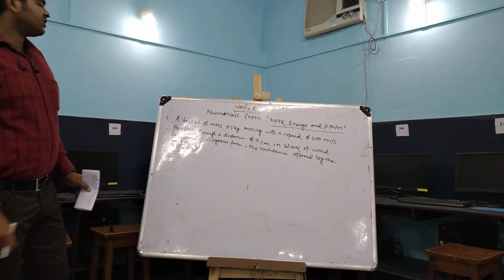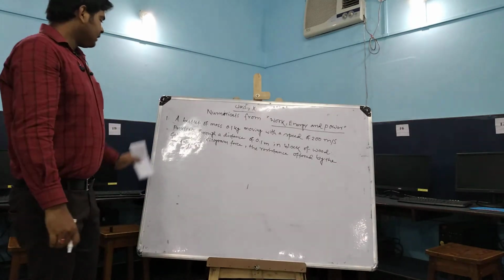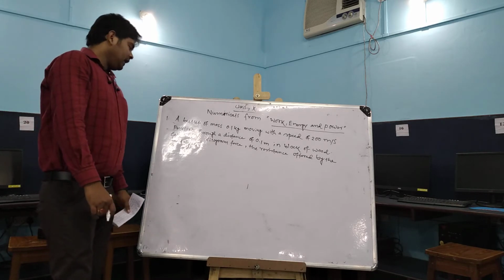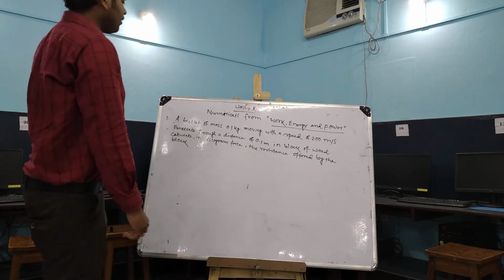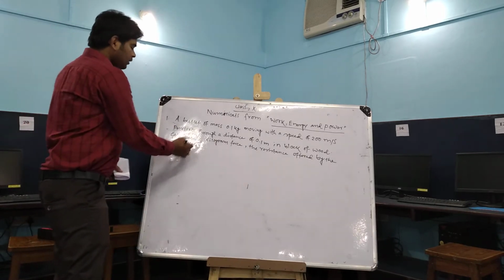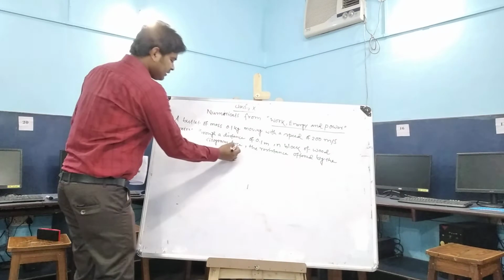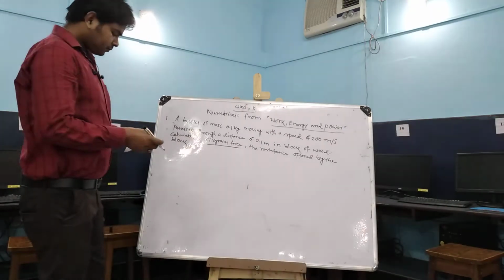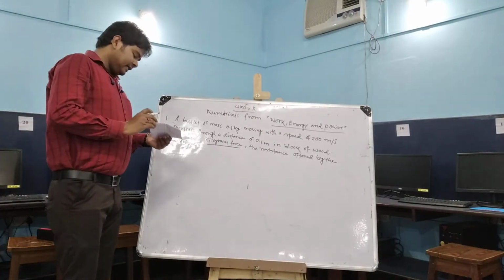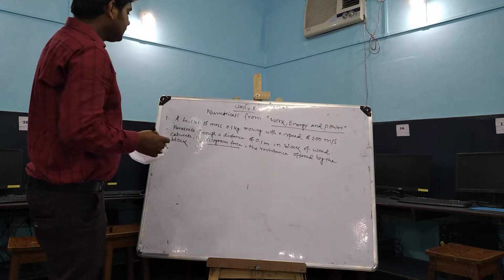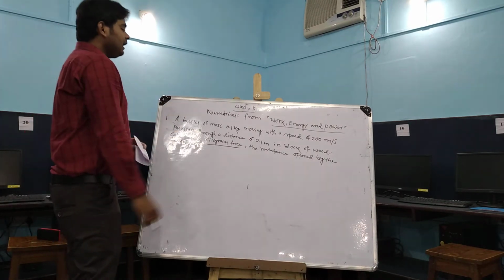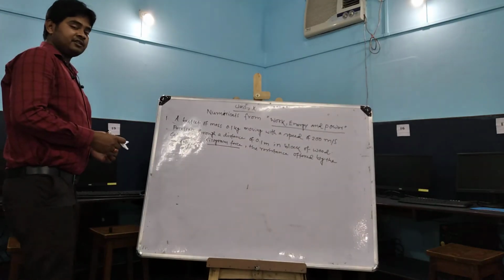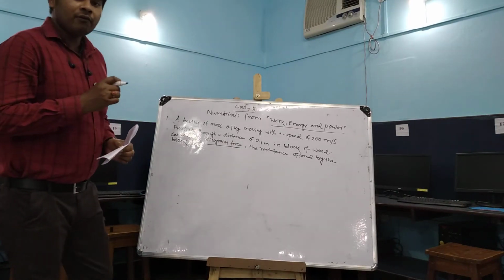So the question is: a bullet of mass 0.1 kg moving with a speed of 200 meter per second penetrates to a distance of 0.1 meter in a block of wood. Calculate in kilogram force the resistance offered by the block. The force we have to calculate in the unit kilogram force. At first we have to calculate the kinetic energy. Here mass is given and the velocity is also given. From this we can calculate the kinetic energy, which is equal to the value of work done.